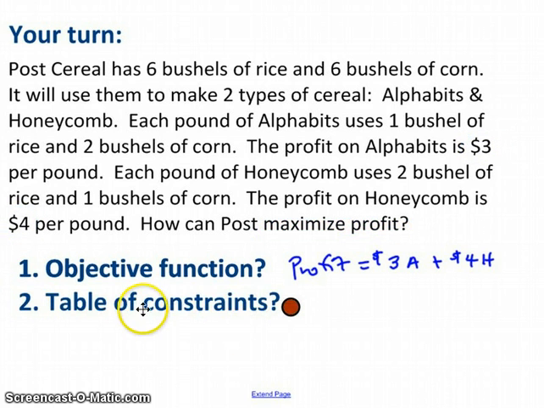Now your second task is to make a table of constraints. Again, hit the pause button, and when you come back, I'll show you the table of constraints for this story about the two types of cereal. Okay, I'm going to assume that you did that.